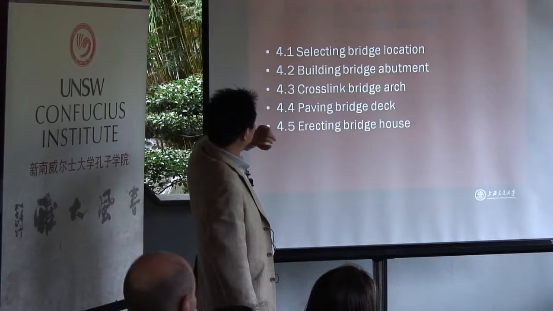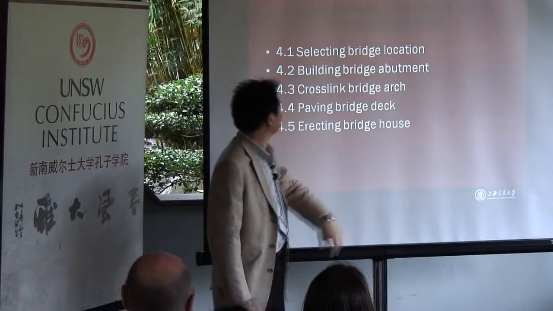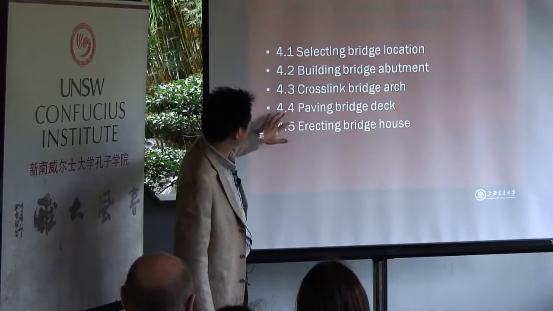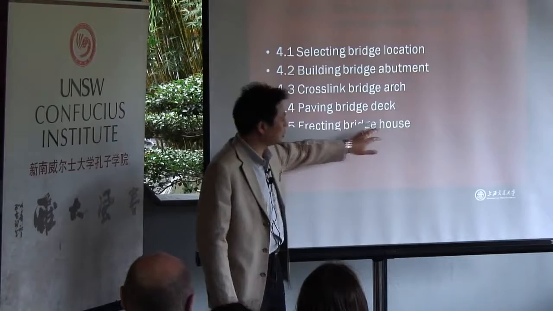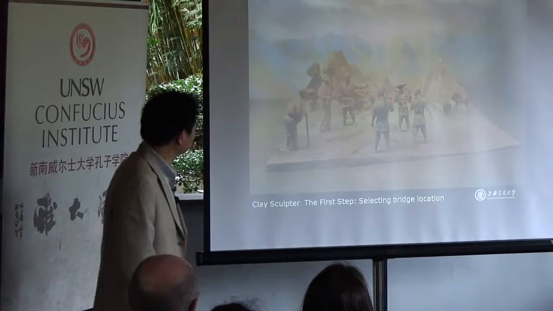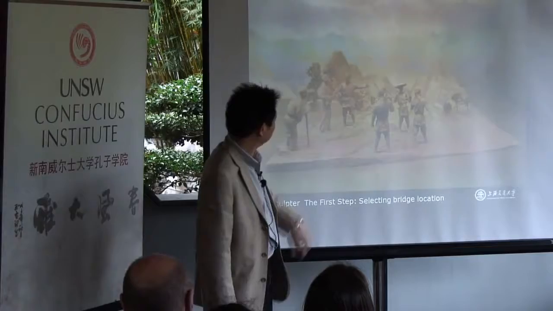The second step is building the bridge abutment. The third is cross-linking the bridge arch. The fourth is paving the bridge deck. The last step is erecting the bridge house. Generally five steps. This is a crane sculpture. The first step, the feng shui master will select the bridge location.